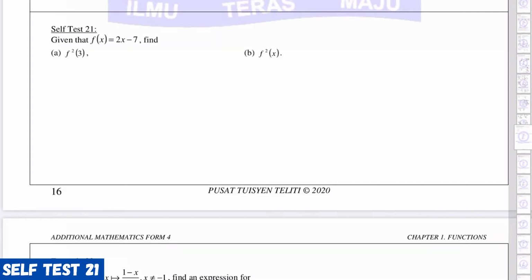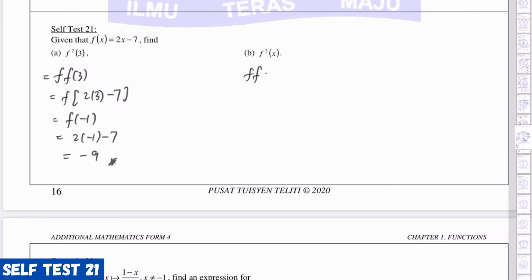Okay, moving on to self-test 21. So here you have function f(x) equals to 2x minus 7. And the first part you're finding f2(3). f2(3) means f(f(3)). So f(3) means we substitute 3 inside your function f(x). So I'm going to put 3 inside x. So this will be 2 times 3, 6. 6 minus 7, negative 1. So once again, whatever we get, we substitute inside. 2 times negative 1 minus 7, answer negative 9.